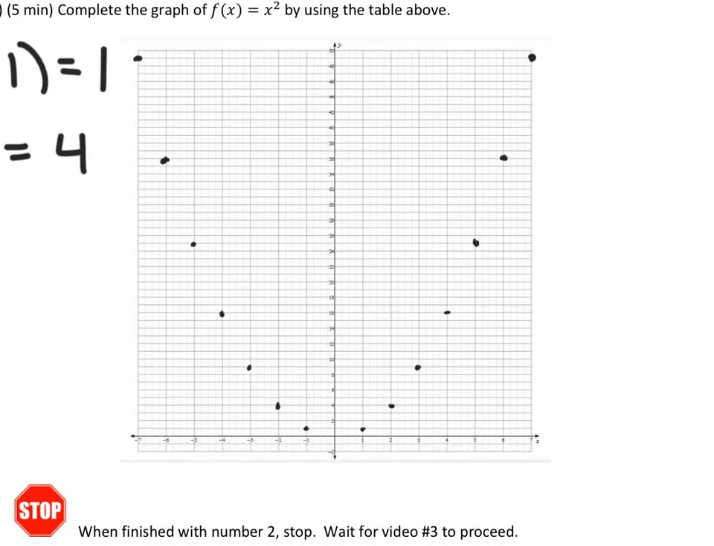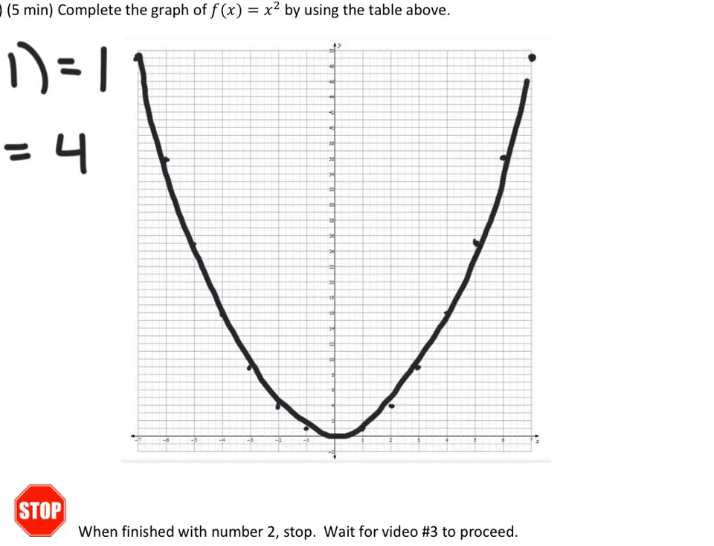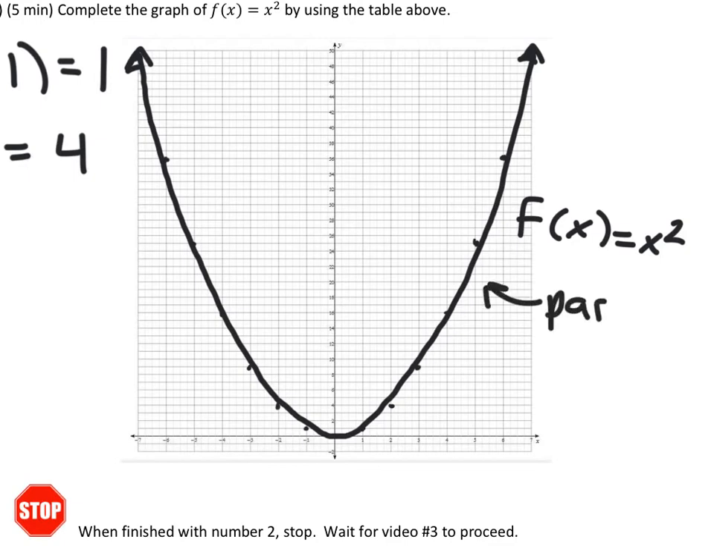So now that we've got this whole thing done, we could connect the dots and this continuous curve of the function f of x equals x squared is called a parabola. The shape of that curve, just like a linear equation makes a line, a quadratic equation, a squared equation, makes a parabola.